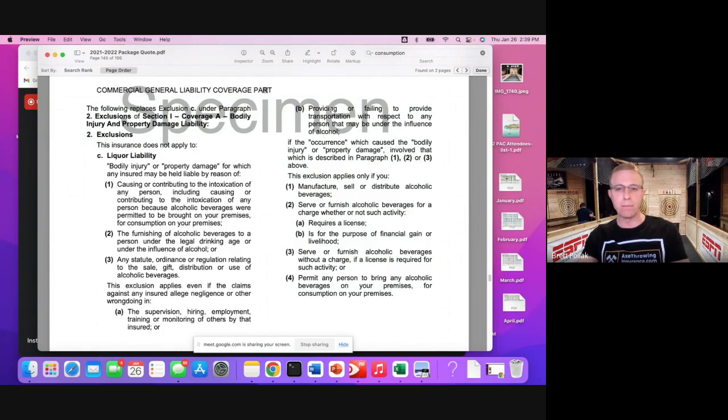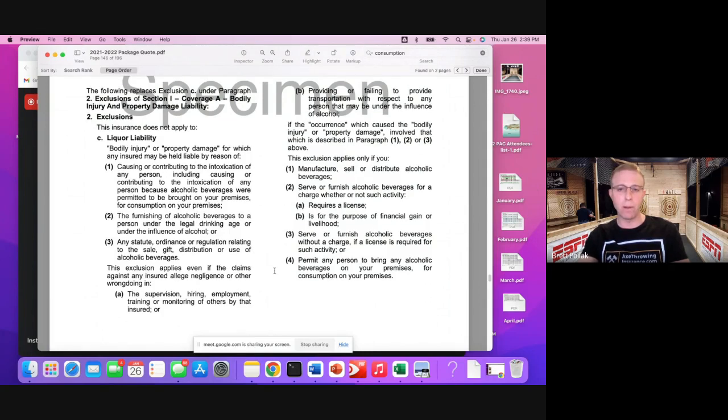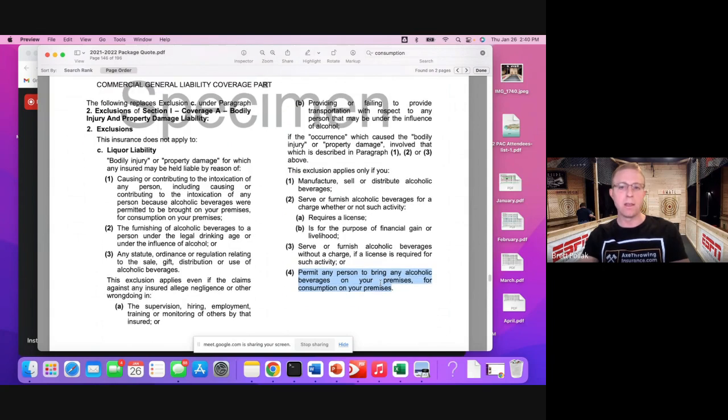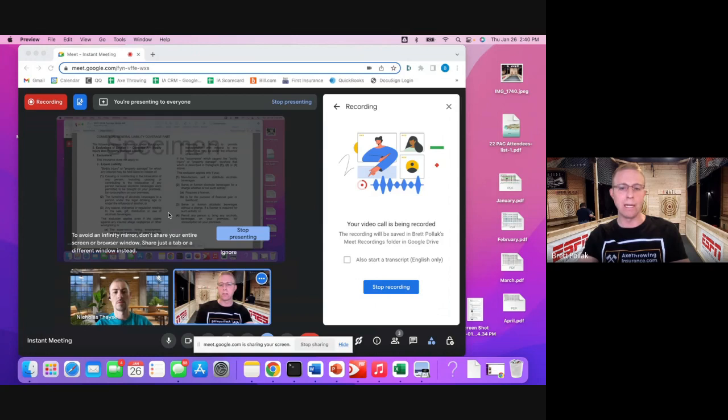Go to the right side. Where'd that paragraph go? Where it gave you BYOB? It's gone. And it says this exclusion applies only if you, read number 4, permit any person to bring alcoholic beverages on your premises for consumption on your premises. They removed your BYOB language up above, and they now say this exclusion applies. You'll have BYOB excluded.